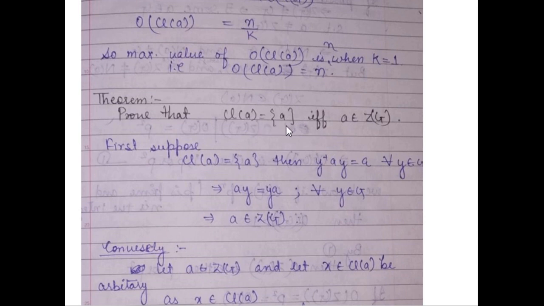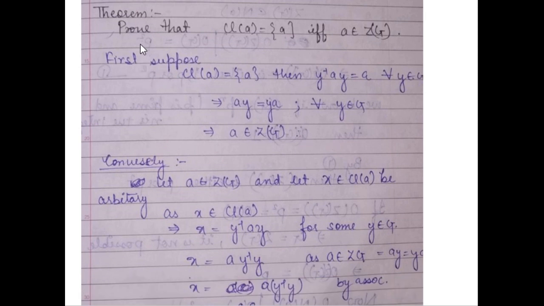if the class of A is a singleton set containing A only, then A belongs to Z(G). This is the necessary and sufficient condition, the if and only if part. That is, the class of A is singleton A only when A belongs to Z(G). To prove this theorem for both parts, we suppose Cl(A) is equal to singleton A. Then A is self-conjugate, so the conjugate of A is A itself. Therefore, for all y belonging to G, y inverse A y will be equal to A.